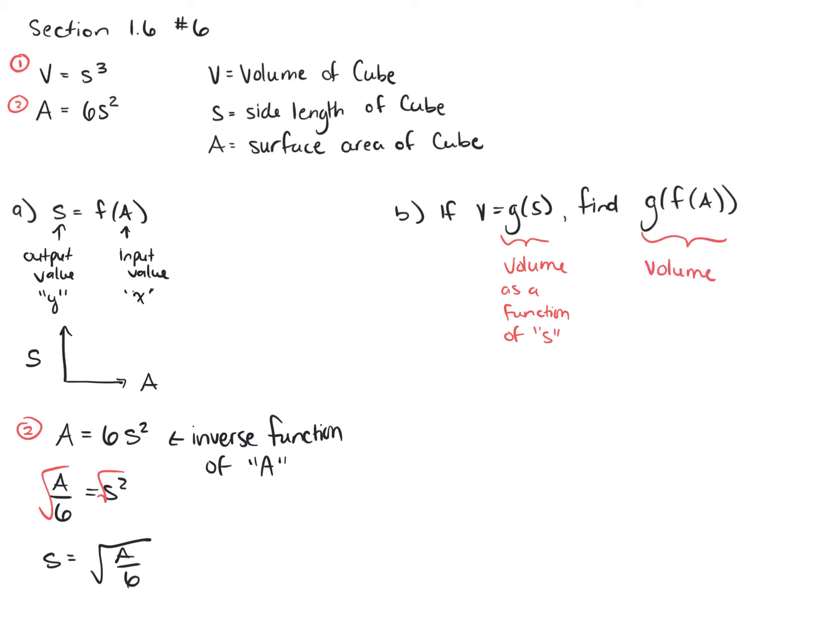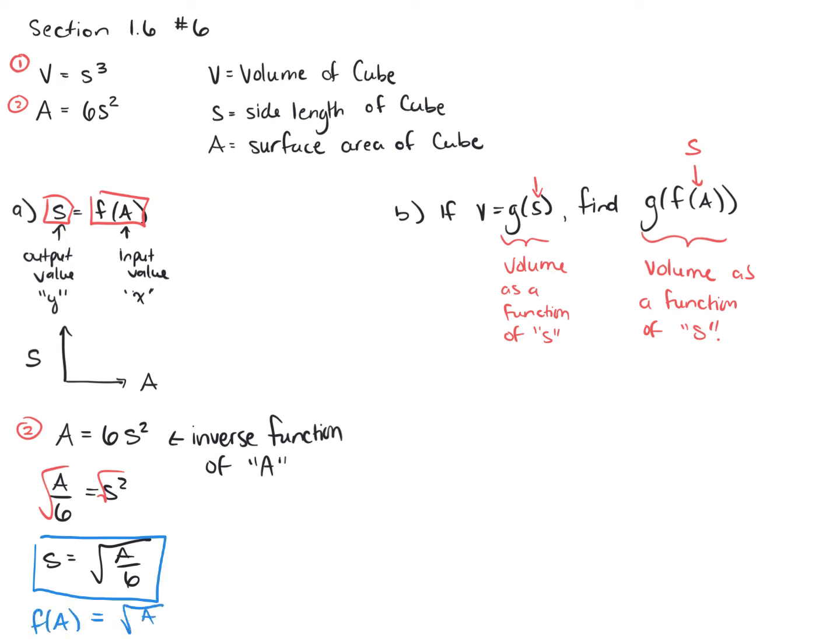But instead of having the volume be a function of S, now it's the volume as a function of F of A. So then we have to ask ourselves, well, what's F of A? Oh, look, F of A is the same thing as S. So really, F of A is the same thing as S. So if we go back to part A, we found out that the formula for S, which is the same thing as F of A, is the square root of A over 6.